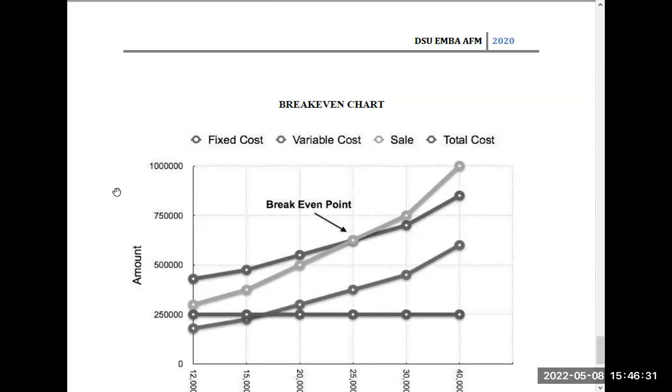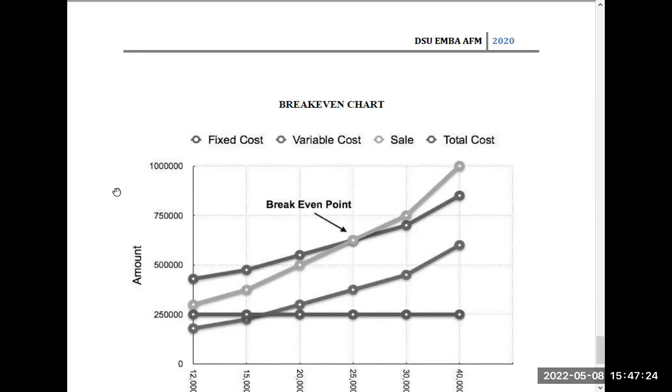This is the volume of production, or units of production. This is amount. It represents the cost as well as the revenue. One curve is representing cost, another curve is representing revenue. This is sales, this is expenditure. Sales and expenditure intersect at one particular point. This point is called the break-even point in units, or the break-even point in value. From this, if you scale to this axis, here it will come 6.25. Here it is 25,000 units. So this is how you have to plot the break-even point chart.